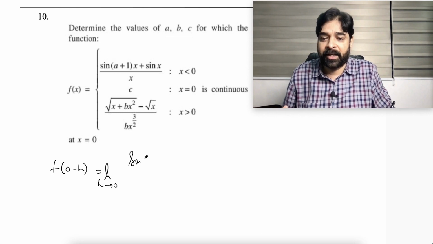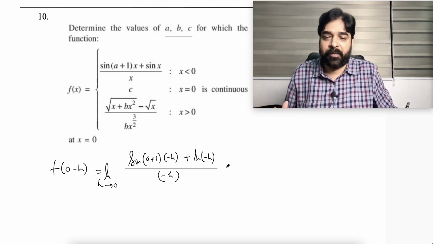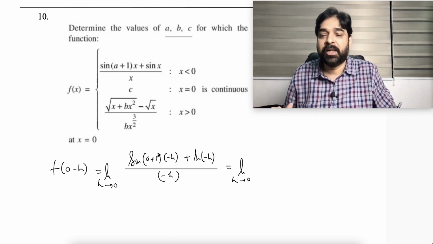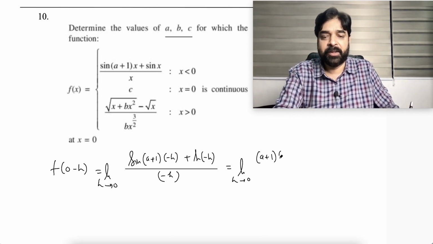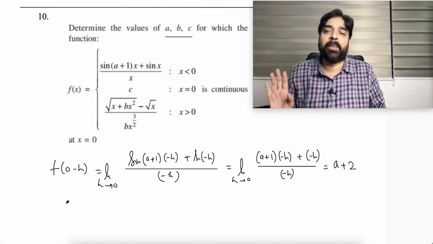So it will become sin(a+1)(-h) + sin(-h) divided by -h. Yes or no? So now if you want to do approximation, you can simply divide by -h as you wish. So if I am doing approximation, this will become (a+1)(-h) plus (-h) by -h. So -h is common and cancels, and it will become a+2. Have you understood? A plus 1 left here, 1 left here, a+2. f of 0 minus h is ready.